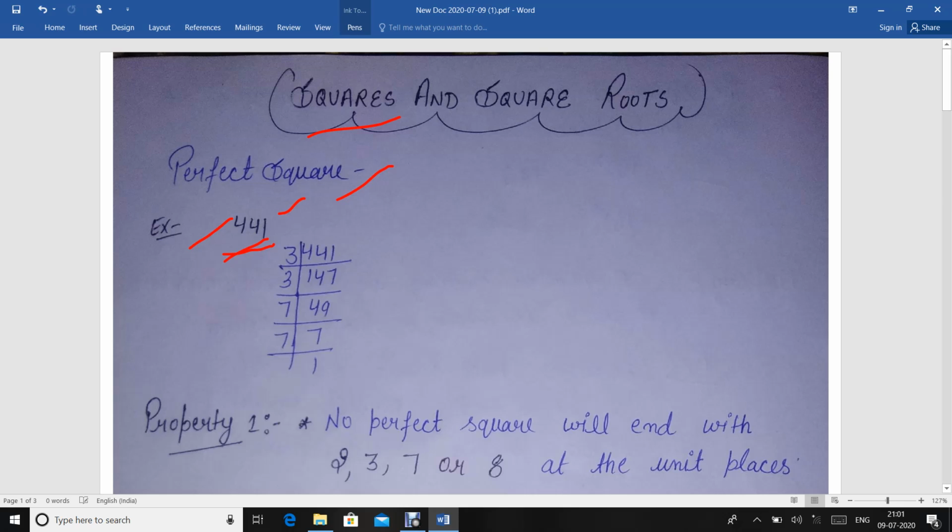You can see that here the number given is 441. You will do the prime factorization of 441. I hope all of you are familiar with prime factorization. If you don't know the prime factorization, then you can message me.